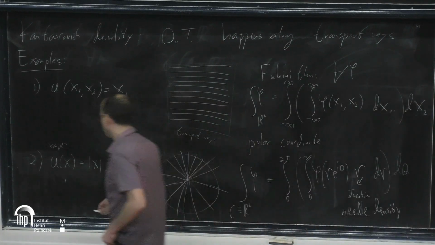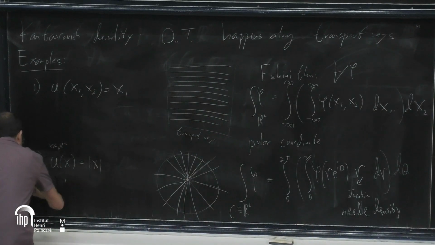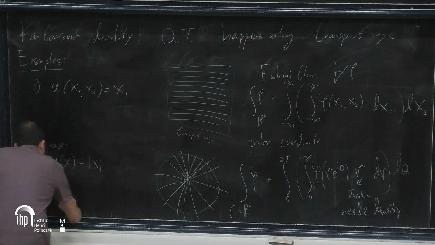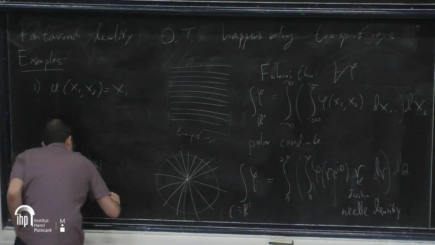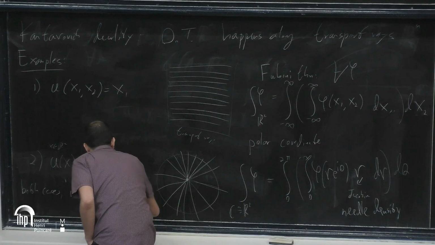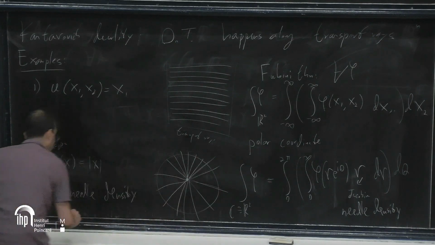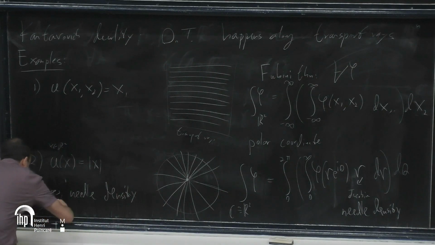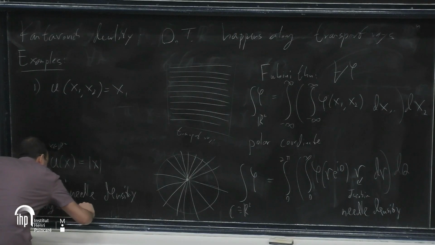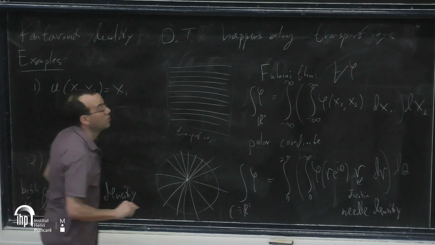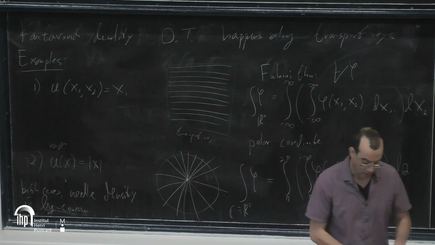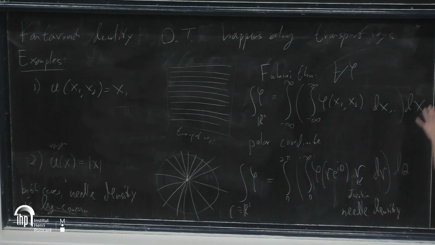And just note that in both cases, the needle density was log-concave. Just some coincidence, or not a coincidence. Okay, but this is something we note. Very good. Okay, now let's discuss the situation in general after we saw these two. Any question about these examples? So what is the general situation?